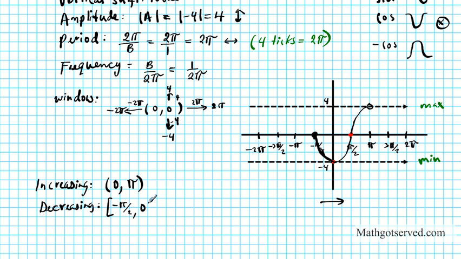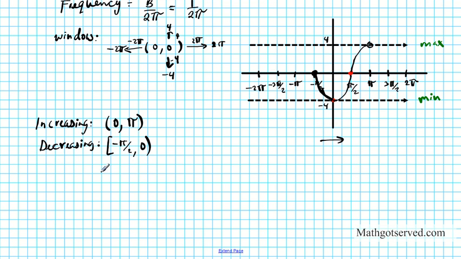We're including -pi over 2 because it's not a max or min. Okay, it's an interior point. We cannot include 0 because at this point it's neither increasing nor decreasing. It has no direction here. It's just neutral. Okay. Alright, so that goes increasing and decreasing.